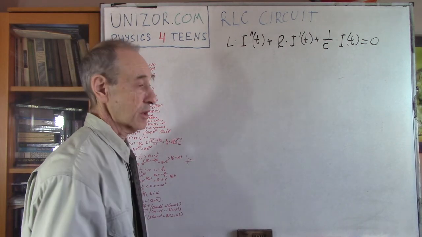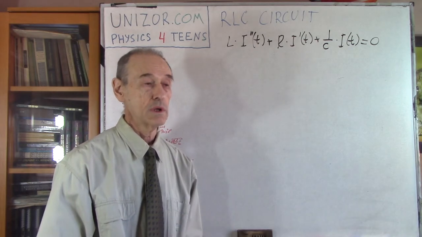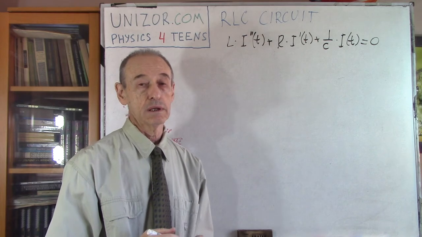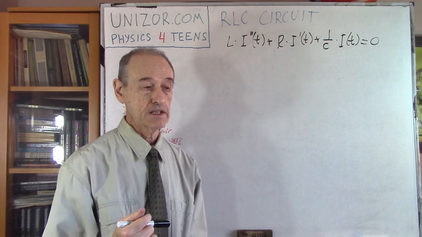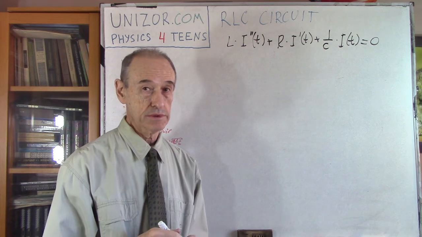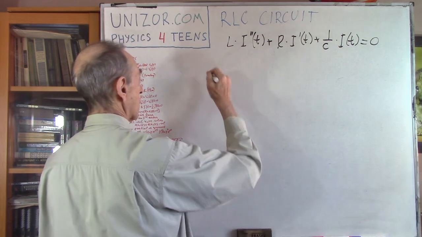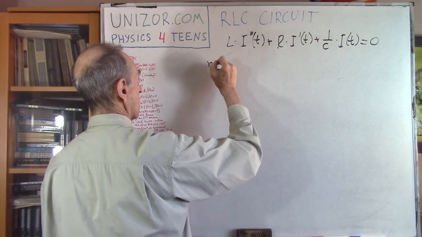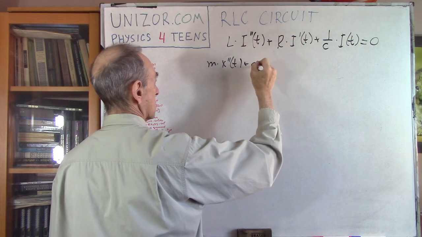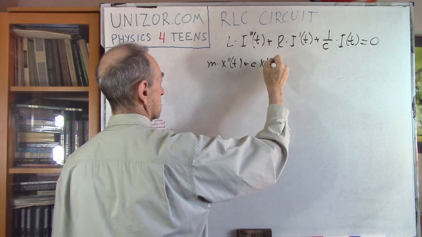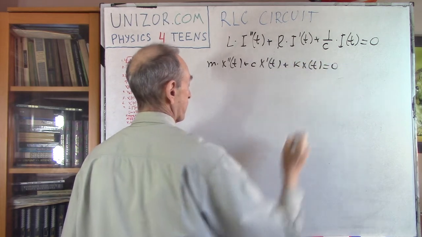Okay, now if you take a look at this equation, and if you recall the mechanical oscillations in a viscous environment, it looks exactly the same. So let me just remind you. m times x double prime of t plus c times x prime of t plus k times x of t equals 0.